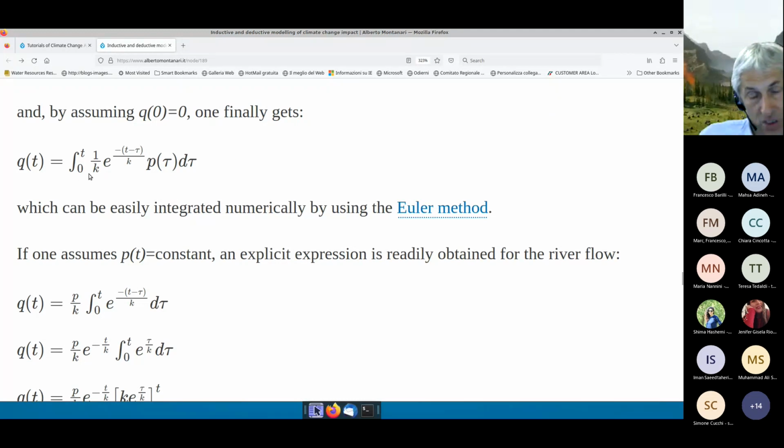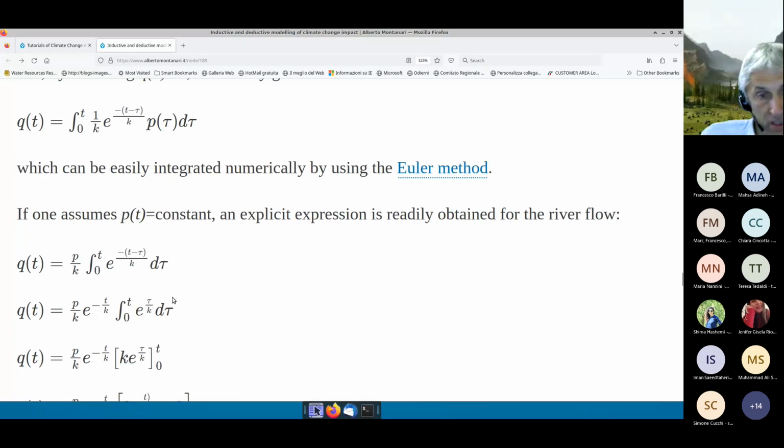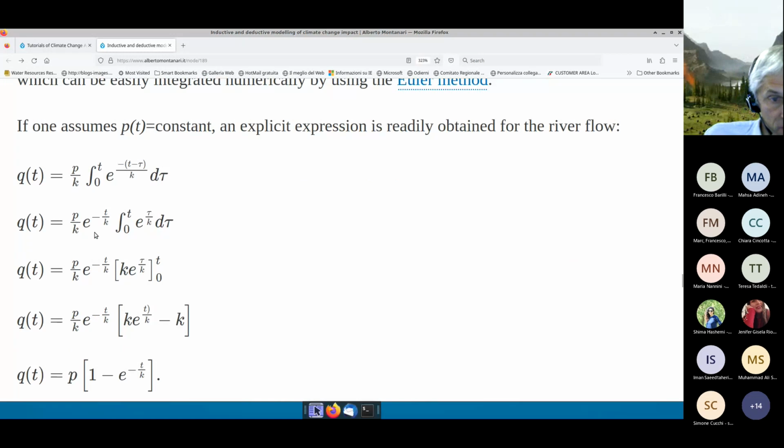It is an integral which we usually integrate numerically, but it is interesting to look at the case where P, rainfall, is constant in time, because when P is constant in time, we can get an explicit expression for the river flow. Let's see what happens. If P is constant, you can bring out P divided by K, the two constants, out of the integral sign. You see here is P divided by K, integral between 0 and T of this quantity, which can be written in this way.